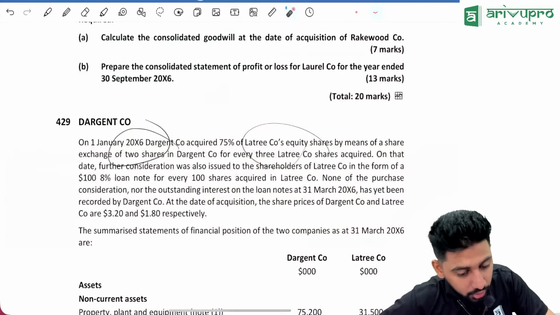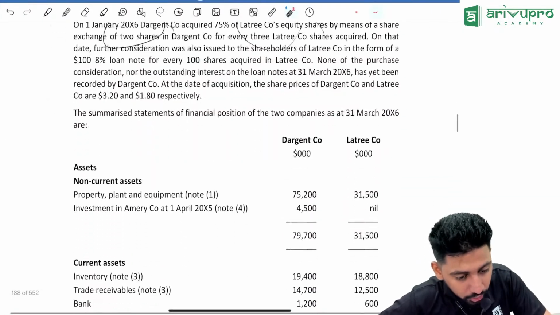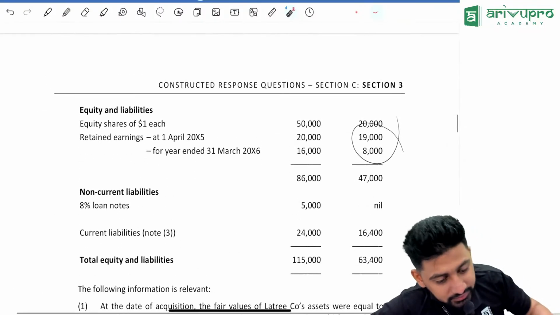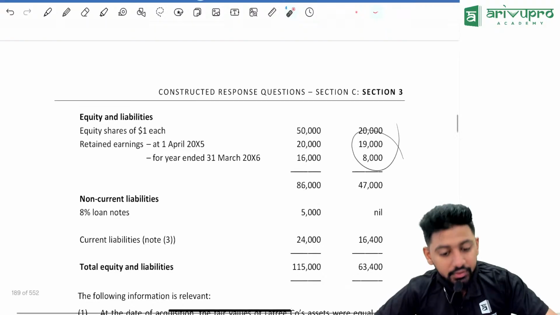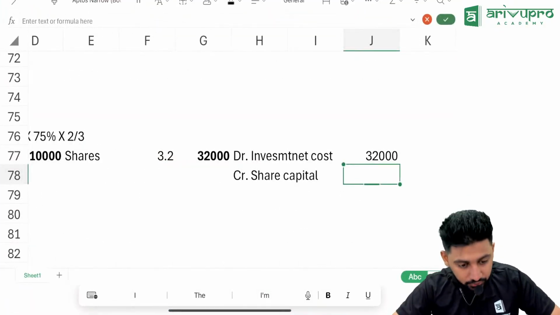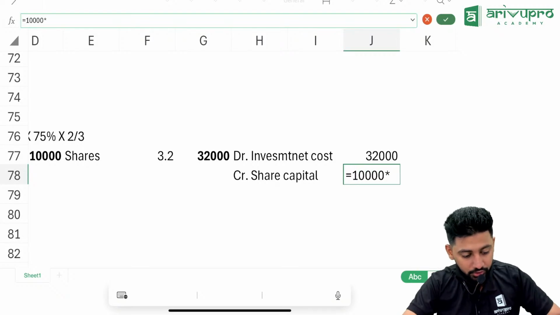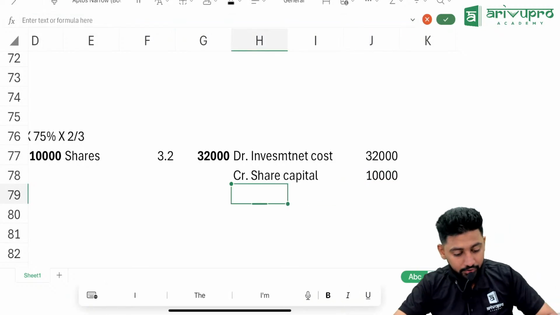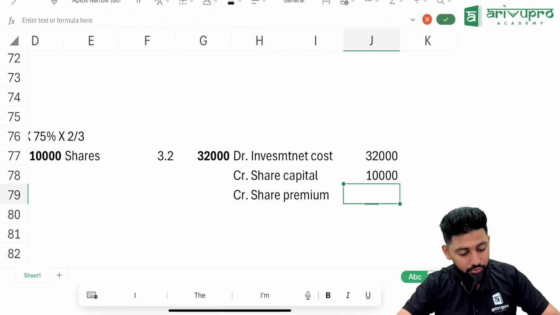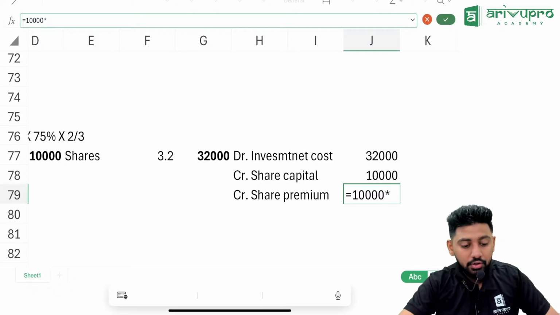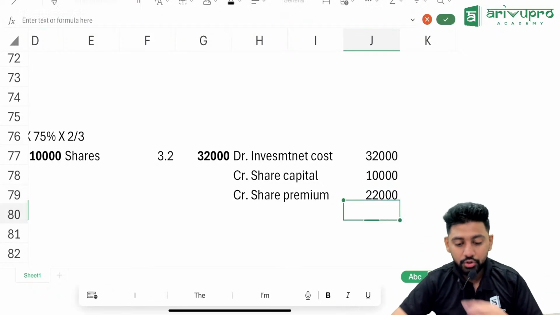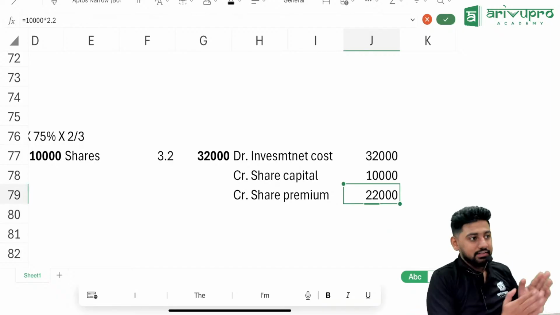Now your nominal value they say is $1. So you've been given your nominal value of $1. Therefore, 10,000 into $1 will go to your share capital, and you will credit your share premium. How much? 10,000 into the difference between 3.2 minus 1, which is 2.2, will go to your share premium, 22,000. That is the first adjustment.